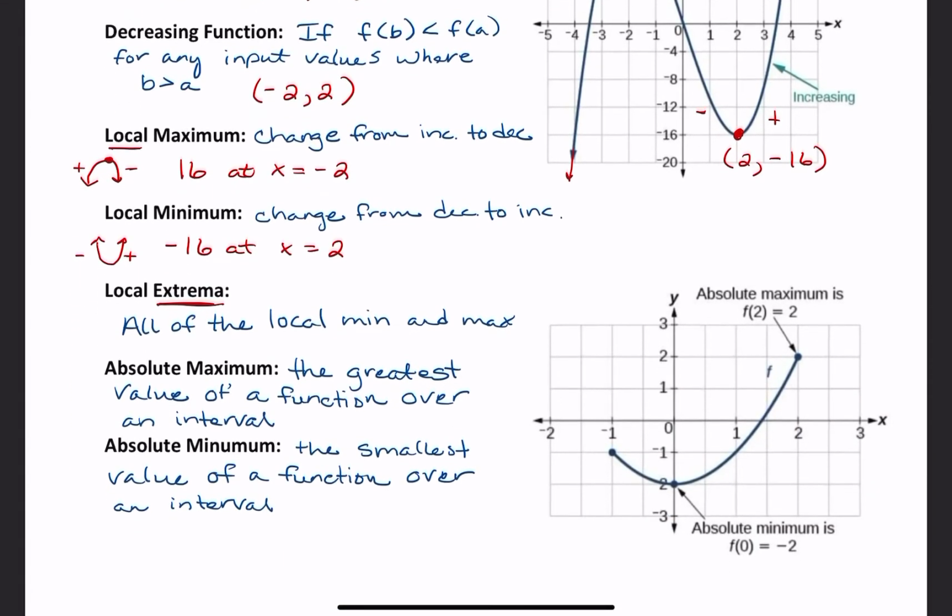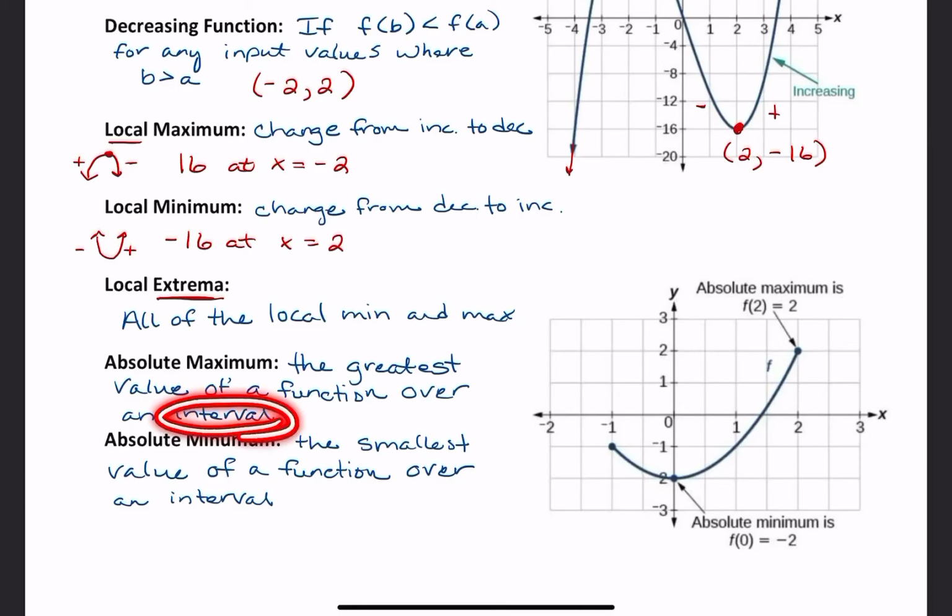But if it's on an interval, and I stress the interval part, the highest point or the greatest y value is your maximum, and the lowest or smallest value is your minimum. So here our absolute maximum would be at 2, and our absolute minimum would be at 0. So that's just kind of reading the graph, what's your absolute, the biggest and the smallest.